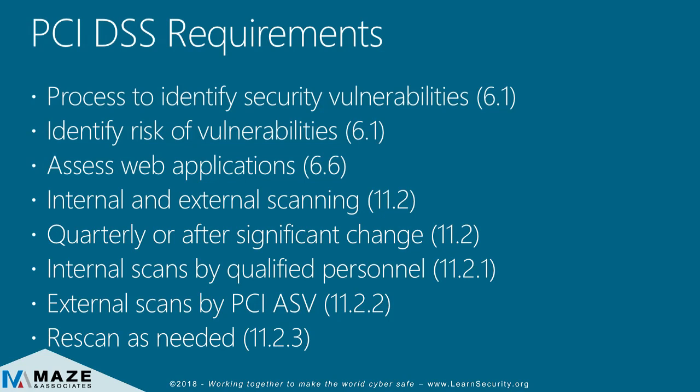So PCI says you need to set up some type of way of identifying the risks. You need to also look at the web applications, especially if they're web applications that you have developed in-house, custom-coded items. They're also looking for scans after any significant change to the network or application. Internal scans should be done by qualified personnel.